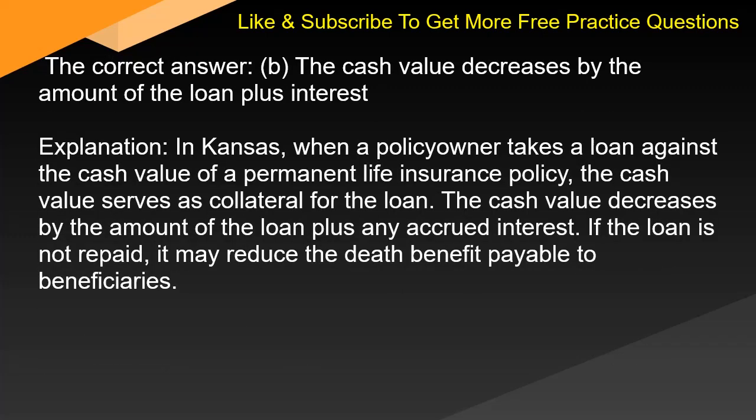The correct answer, B. The cash value decreases by the amount of the loan plus interest. Explanation. In Kansas, when a policy owner takes a loan against the cash value of a permanent life insurance policy, the cash value serves as collateral for the loan. The cash value decreases by the amount of the loan plus any accrued interest. If the loan is not repaid, it may reduce the death benefit payable to beneficiaries.